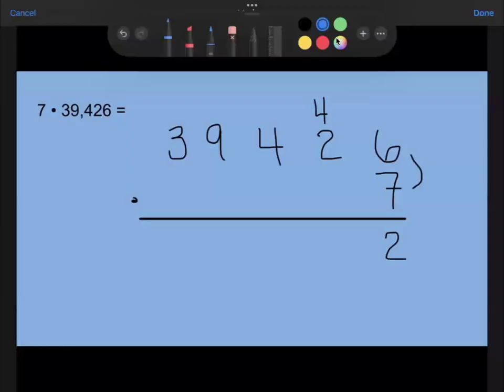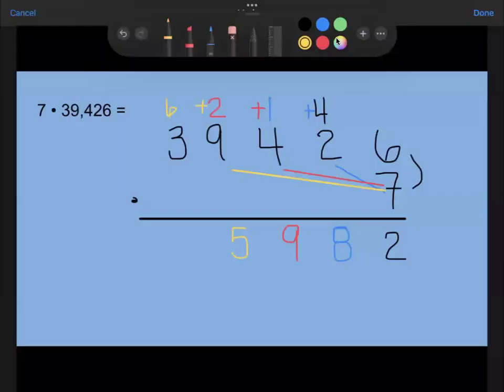Next, I need to do 2 times 7, which is 14, plus 4, which would give me 18. So I'd put the 8 over here and regroup the 1. Up next, it's 4 times 7, which is 28, plus the 1, so that's 29. Okay, and then next we have 9 times 7, which is 63, plus the 2, so that's 65.